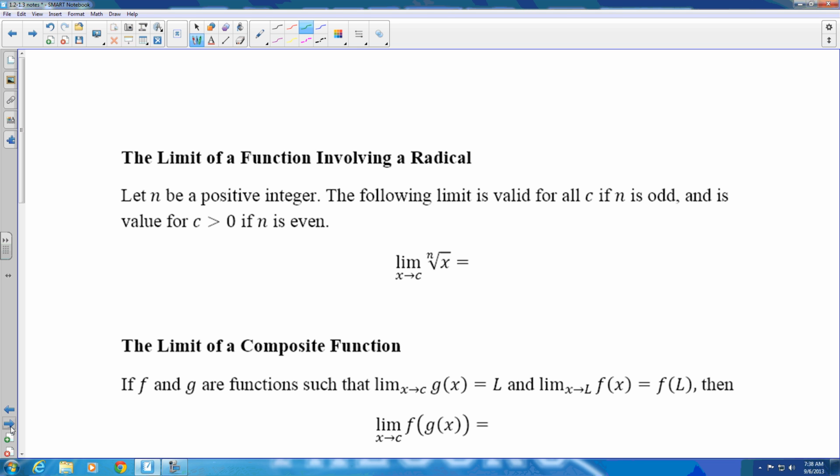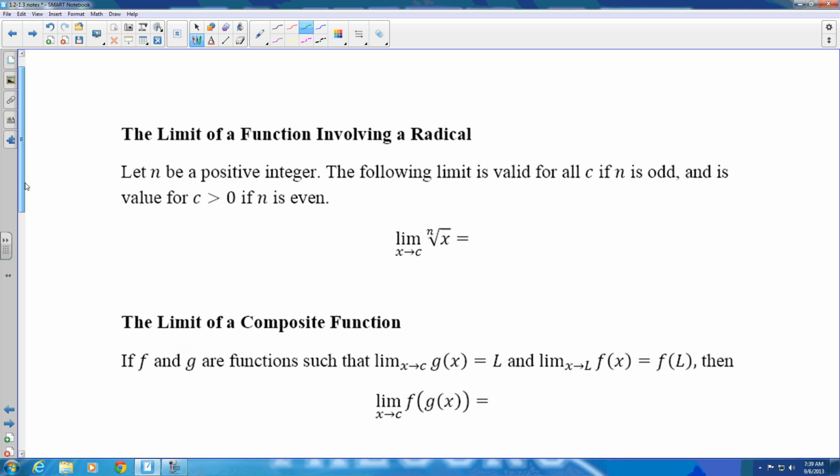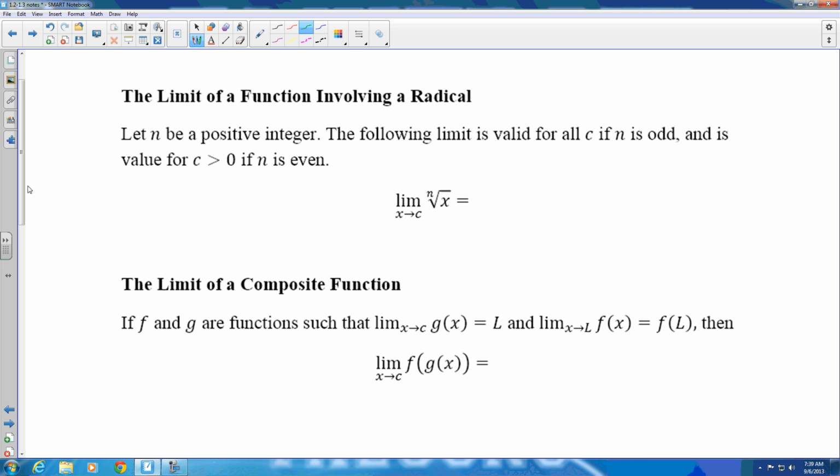Finding the limit of a radical, so that's a power. Anything raised to a fractional exponent, like the square root, is the same thing as being raised to a 1/2 exponent. If we have the same sort of limit as x approaches c of the nth root of x, then what you're going to do is just put in c, same exact thing.